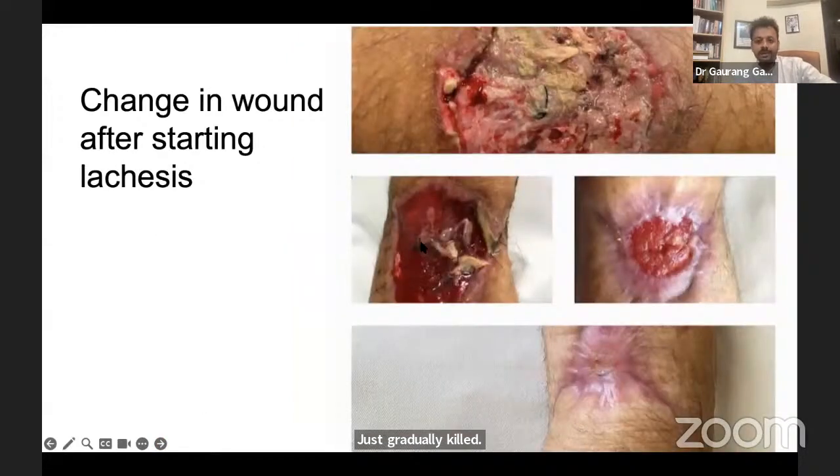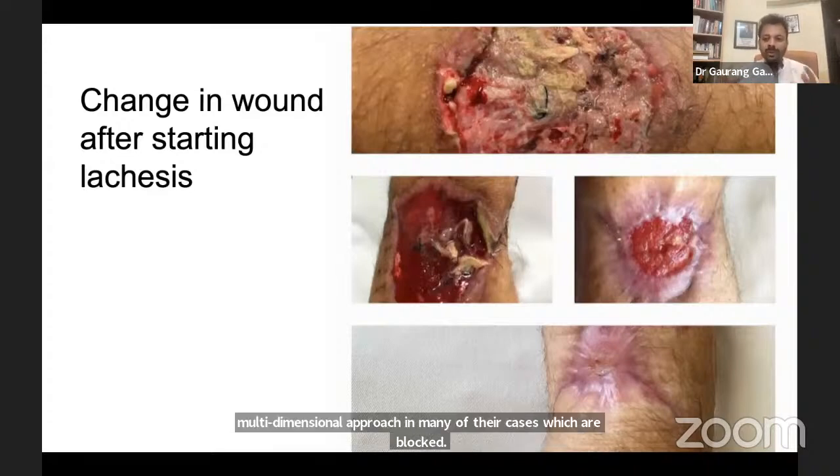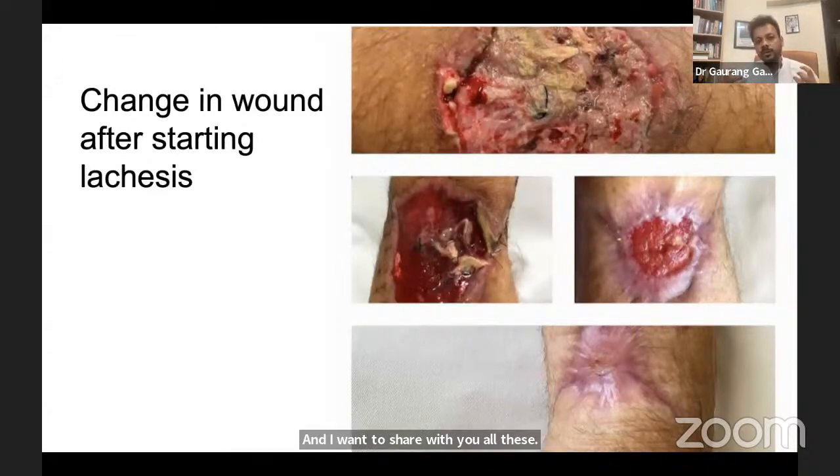And you can see here, step by step, the entire healing of our patient with Staphylococcinum followed by Lachesis. This is the multi-layered, multi-dimensional approach that I want to talk to you about. This is changing the approaches, changing the cases worldwide. And many homeopaths across the world are now using this multi-layered and multi-dimensional approach in many of their cases which are blocked. And I want to share with you all these important approaches and how to go to the next level. Isn't it fascinating?